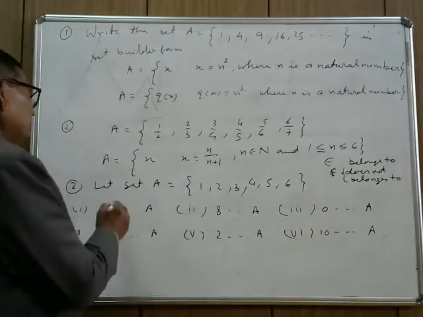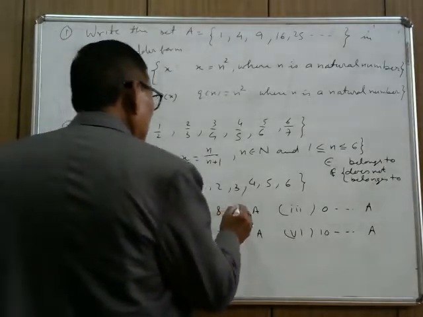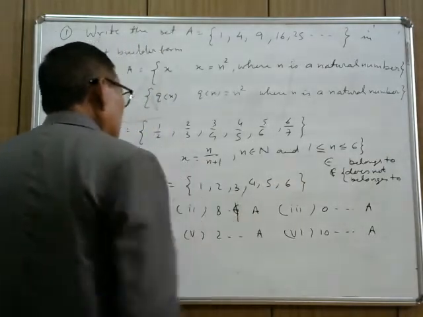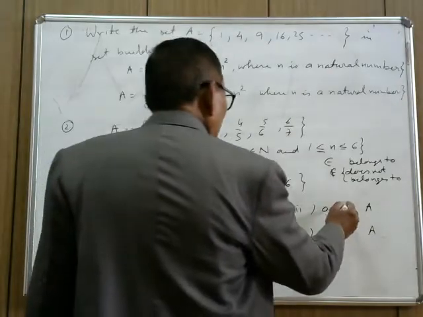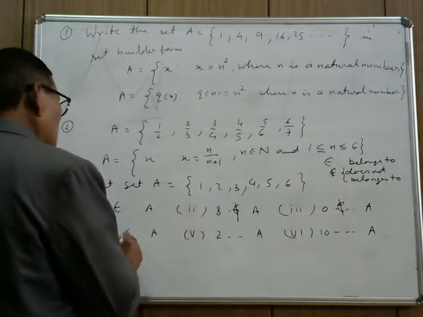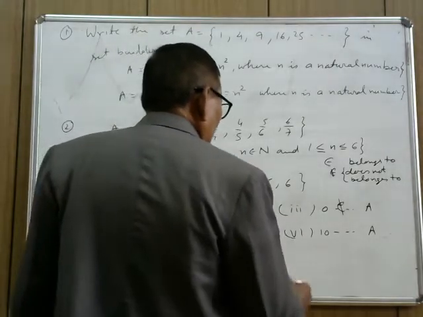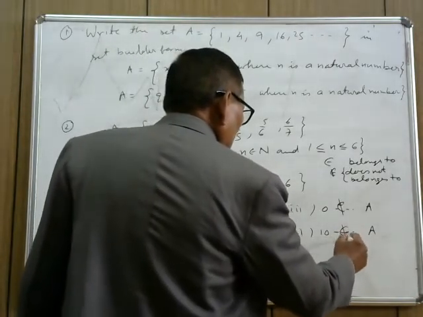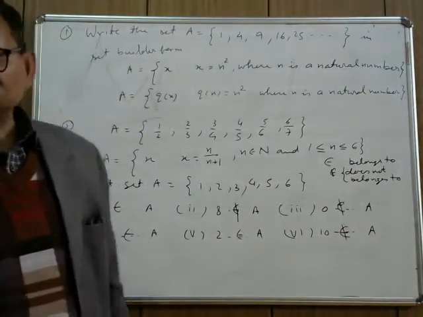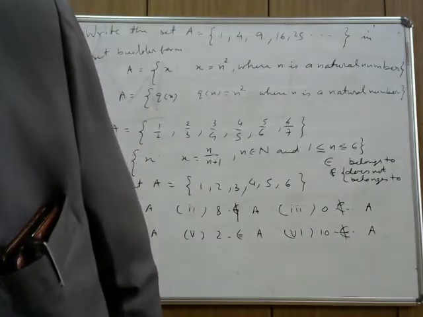So in the first case, you write belongs to. In the second case, 8 does not belong to, because 8 is not there. 0 is not there, so 0 does not belong to. 4 is there, 4 belongs to. 2 is there, 2 belongs to. 10 is not there, so 10 does not belong to. So this kind of question is there in your first exercise.